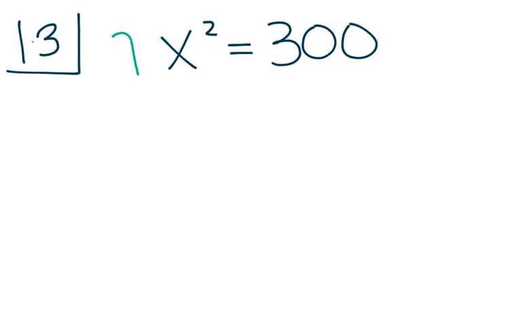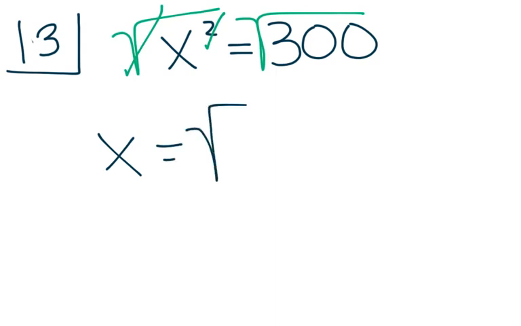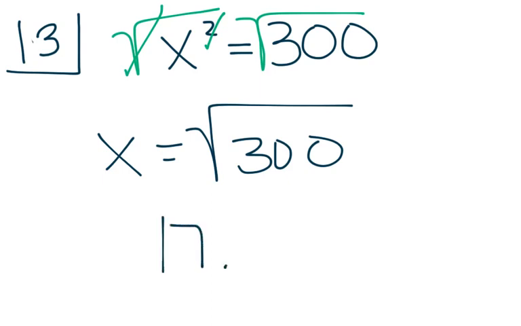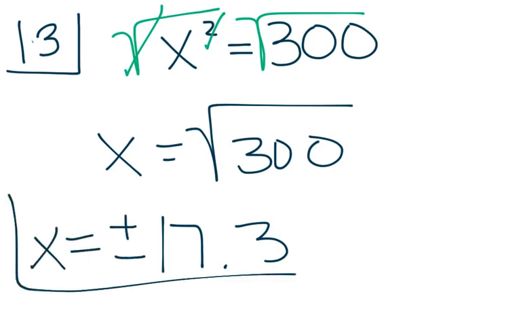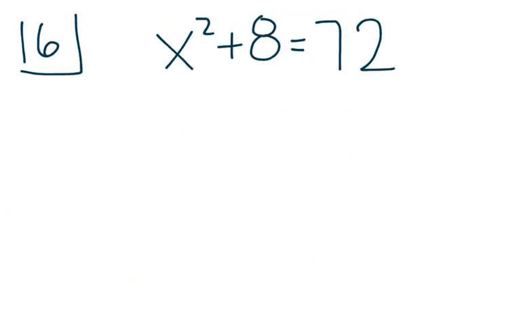So once again, we are going to find the square root of both sides, and this cancels this out. So we have x equals the square root of 300. Okay, and you can use your calculator for this, and you get 17.320508, but since we're rounding to the nearest tenth, we're just going to say 17.3. So x equals positive or negative 17.3, because you could go either way.